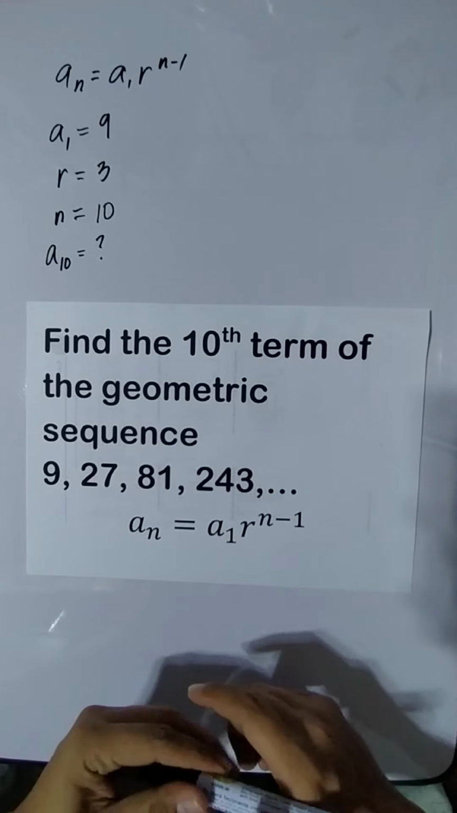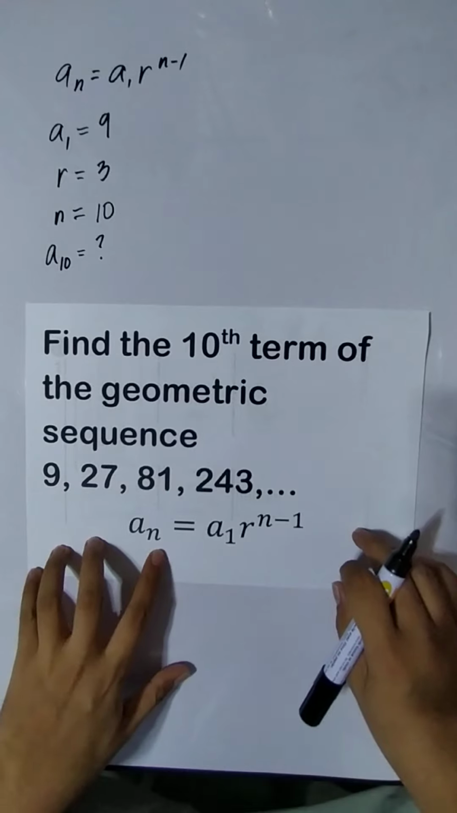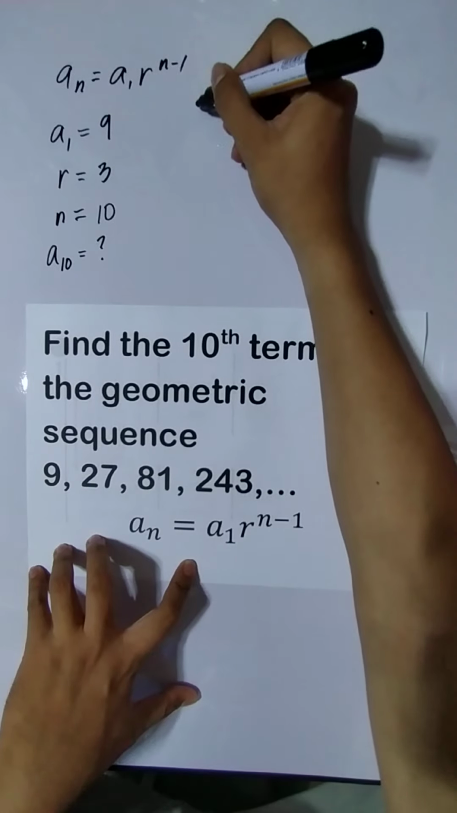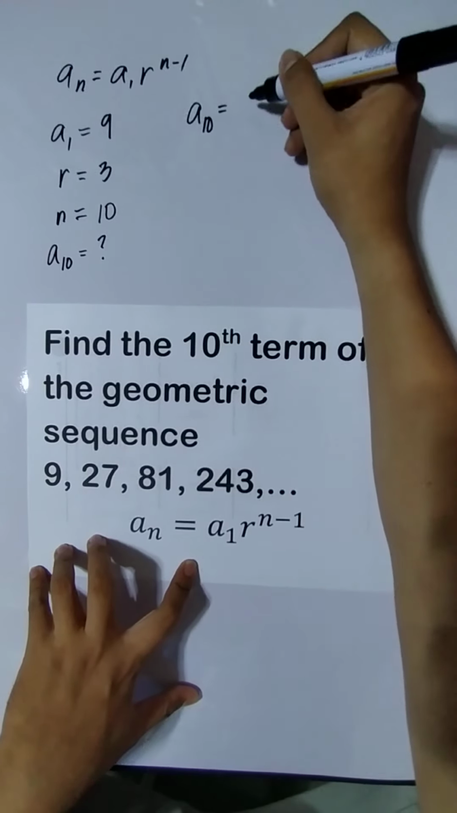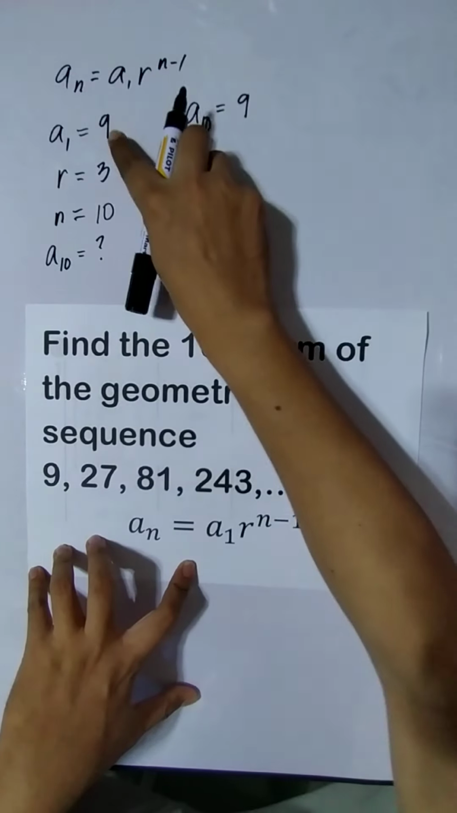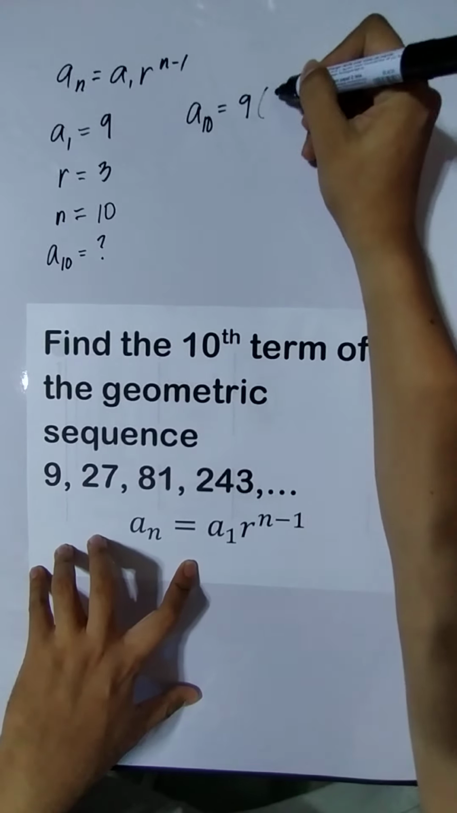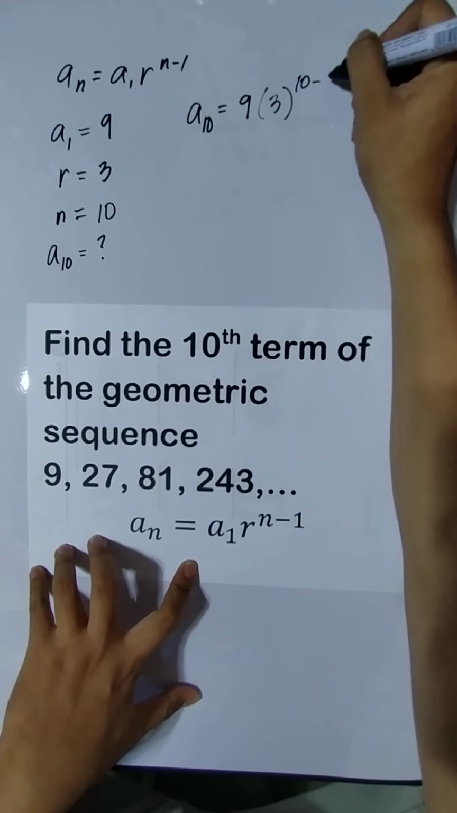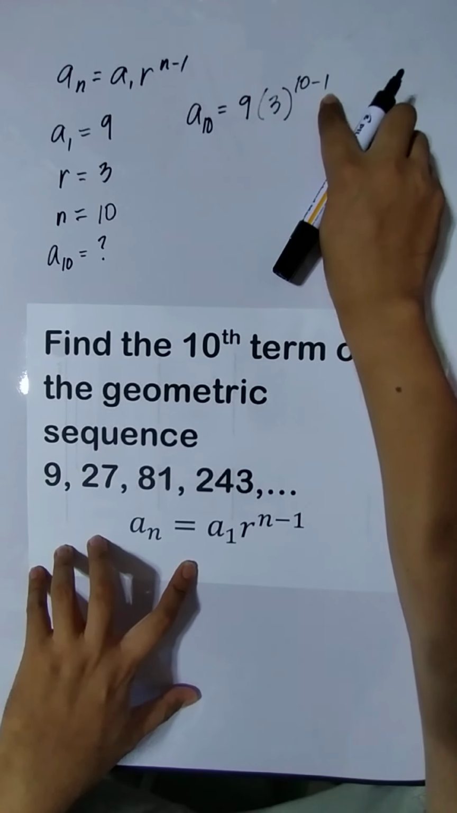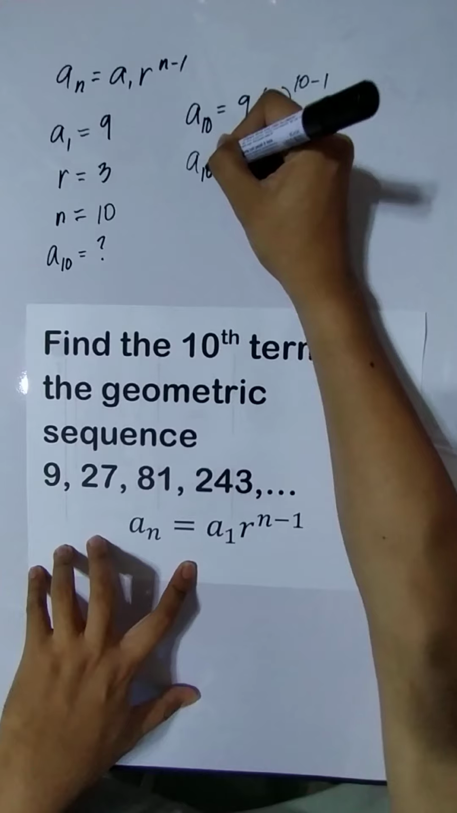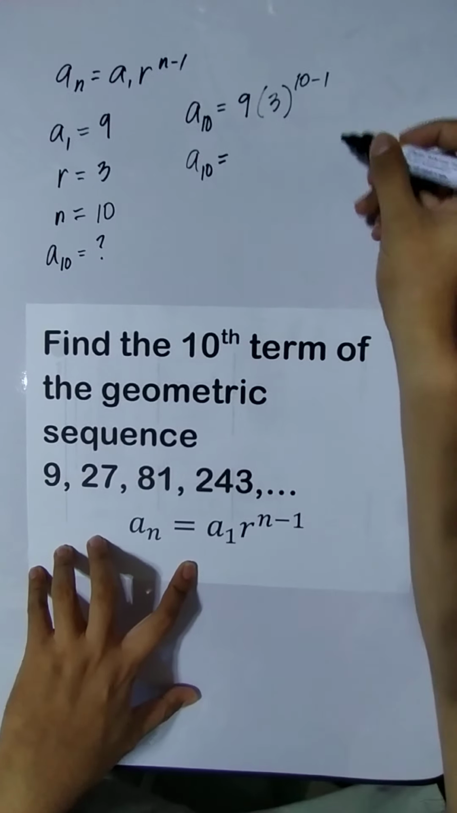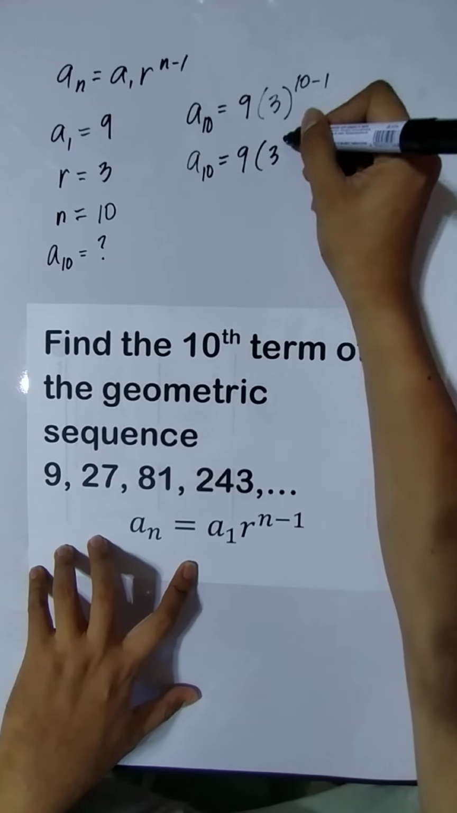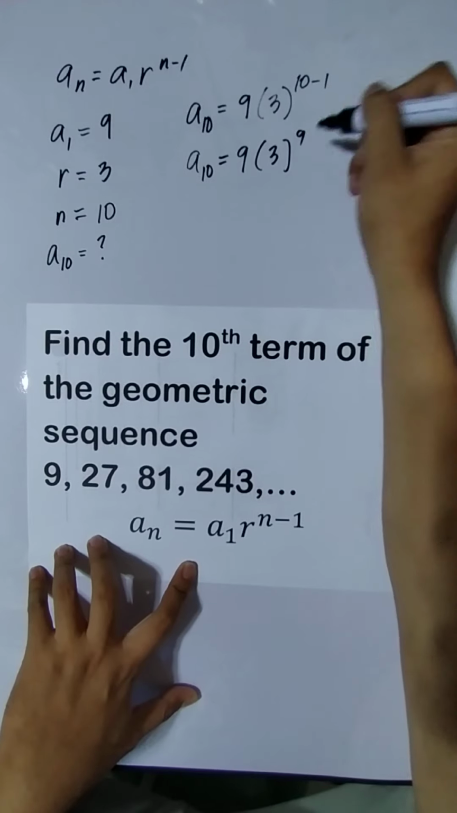Since alam na natin ang mga given ngayon, simulan na natin ang solution. Having our formula, let's substitute the given values. So we have a sub 10 is equal to a sub 1 is 9, r, so that is times 3, n is 10, minus 1. So 1 here is constant. Let's continue. So, ang una nating isi-simplify ay yung nasa exponent na part. So, just simply copy 9 times 3 and 10 minus 1 will be 9.